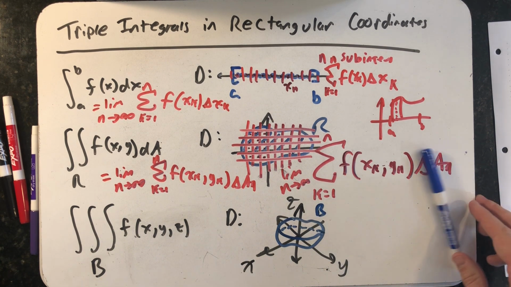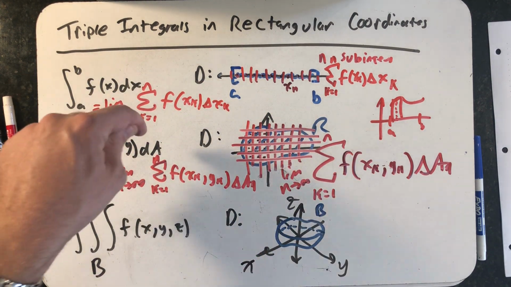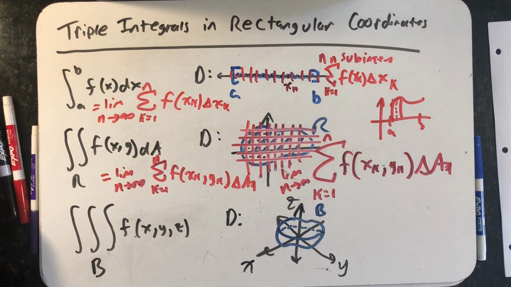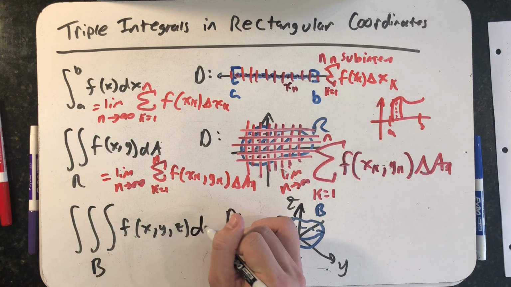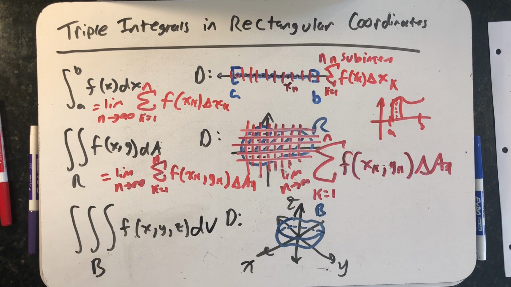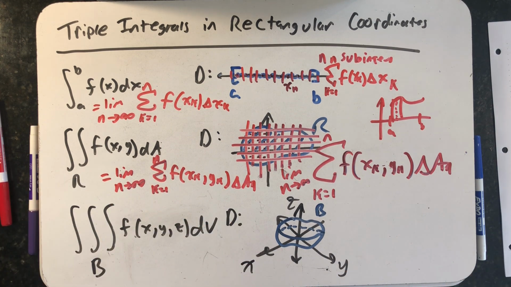Well, okay, so I'm integrating over a length, so dx. Here I'm integrating over an area, so dA. And here I'm integrating over what clearly would hold a volume. So I think that's going to end up being a dV. I need to chop this up. So I had length areas. I need to chop this region B up into a bunch of little volumes.